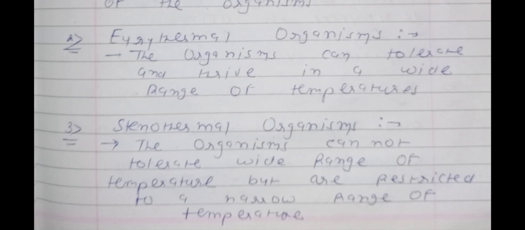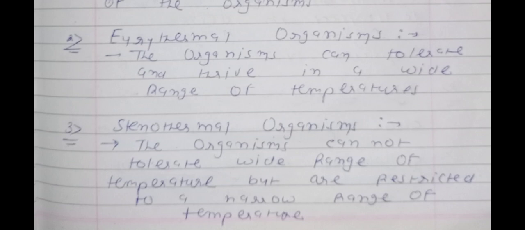Okay, and if some organism, for example organism B, is not able to survive in a wide range, for example organism B is able to survive between 25 degrees centigrade and 35 degrees centigrade, so it is a narrow range of temperature and it is known as stenothermal type of organisms.